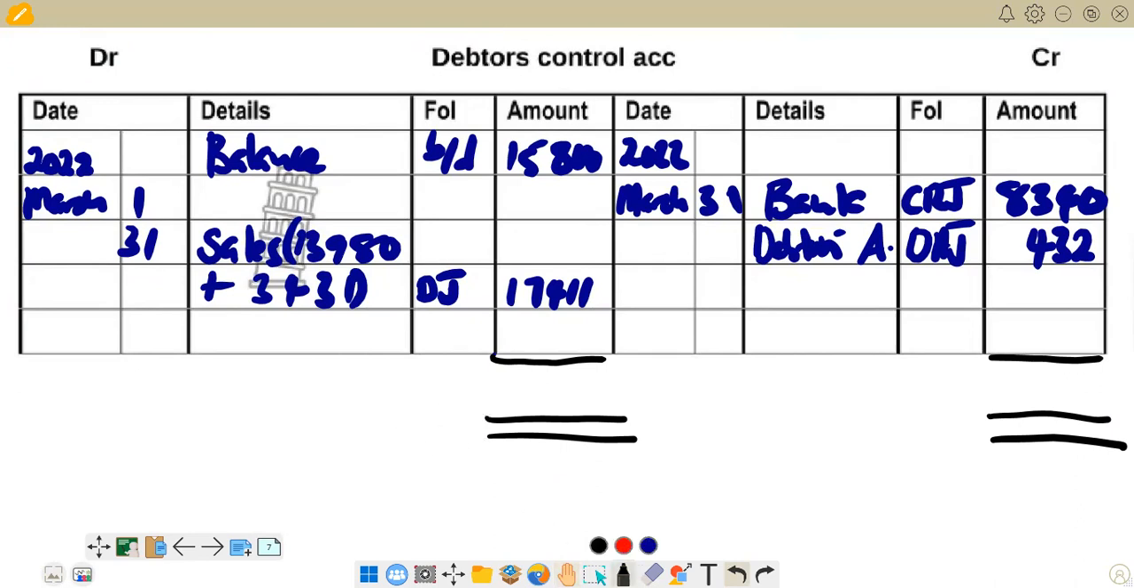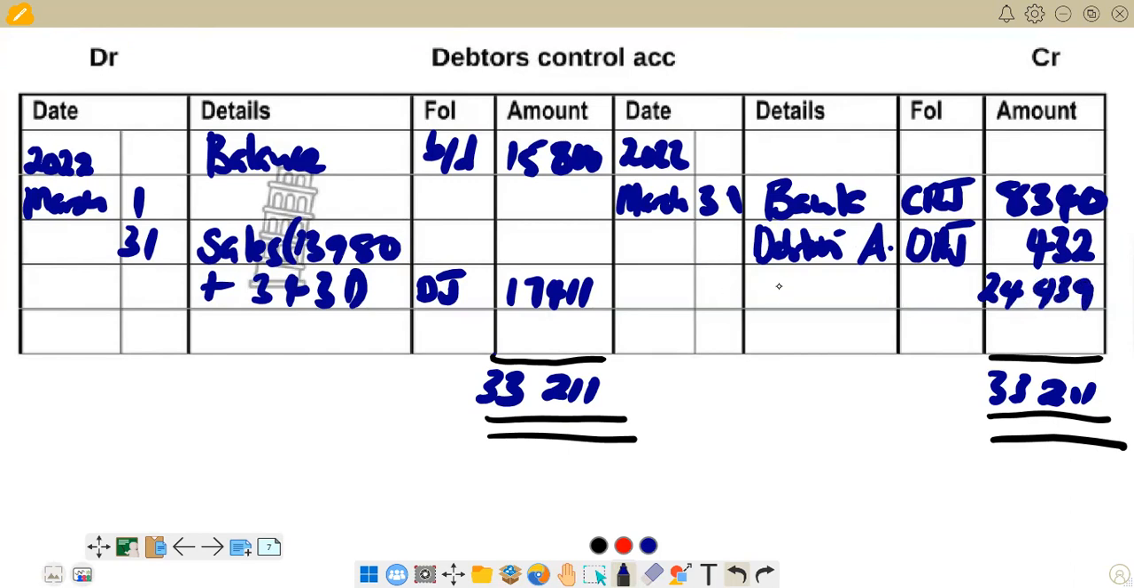The bigger total there is going to be 33,211, and the total of the debit side is 33,211, and it will come on both sides. And the smaller total is on the credit side. So you say this one minus this one. You get the balance CD, which is 24,439.